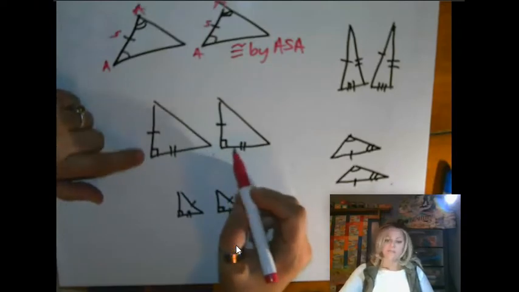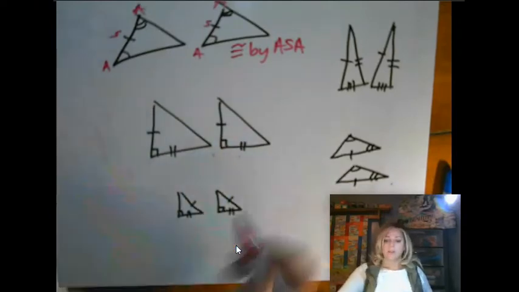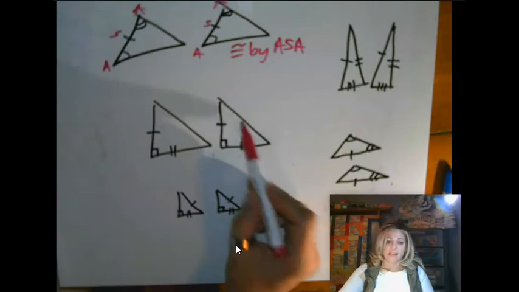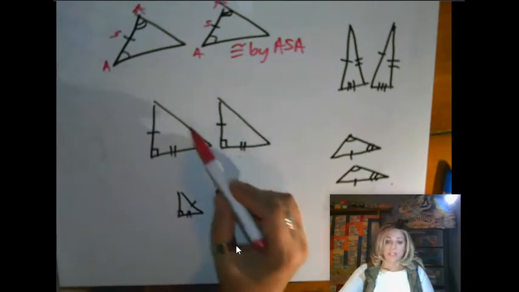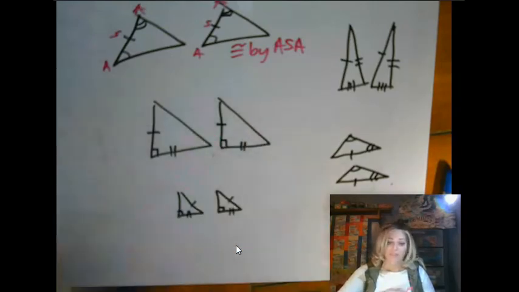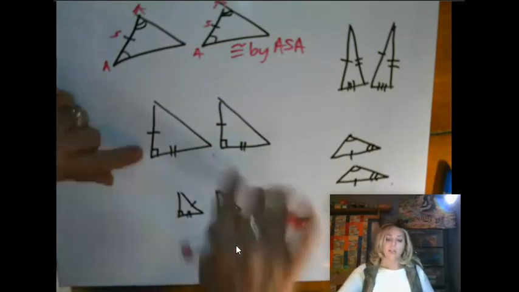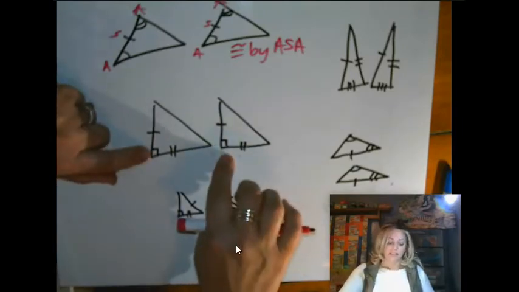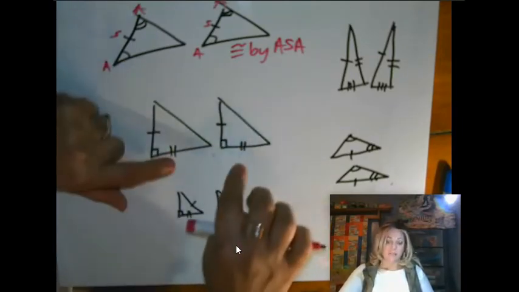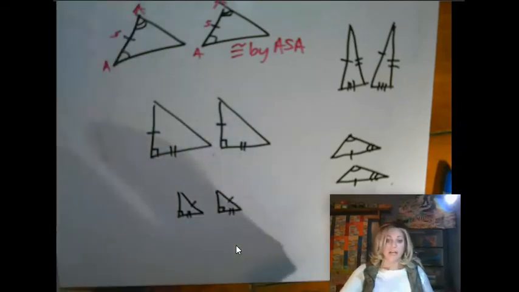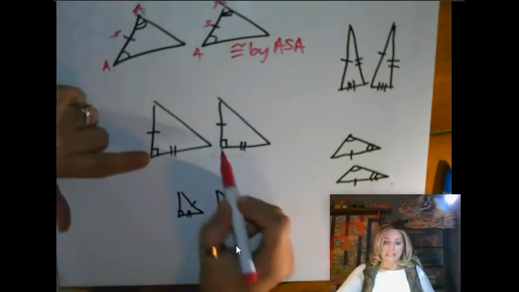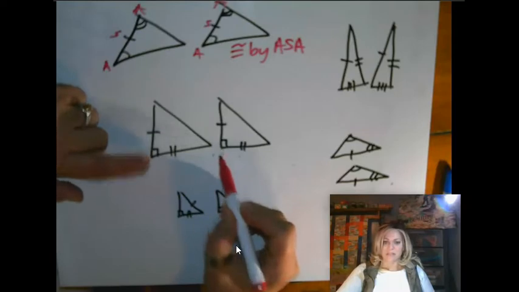Okay, this one, these are right triangles. So I'm like, ooh, HL is going to work. But look at H. There's nothing there. So HL is right away off the table. So if you get a right triangle, check for HL. Is there a hypotenuse marked? Are the legs marked? And if so, HL works. But this is still an angle. Whether it's 90 or something else, it's still an angle.